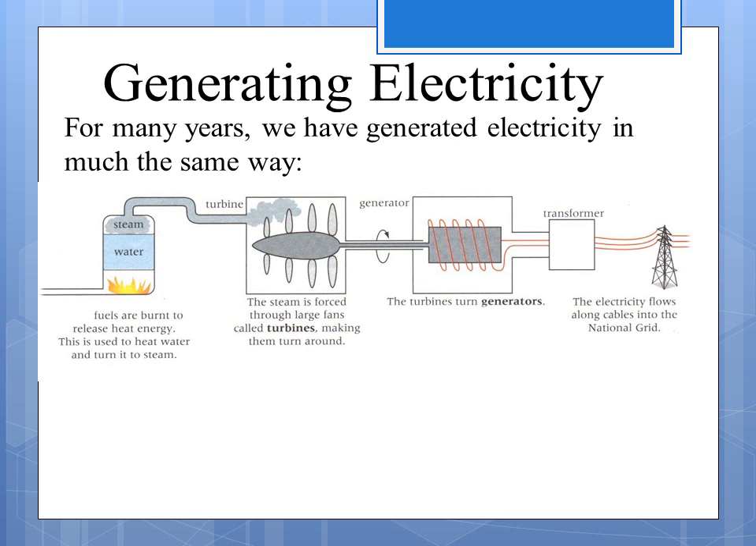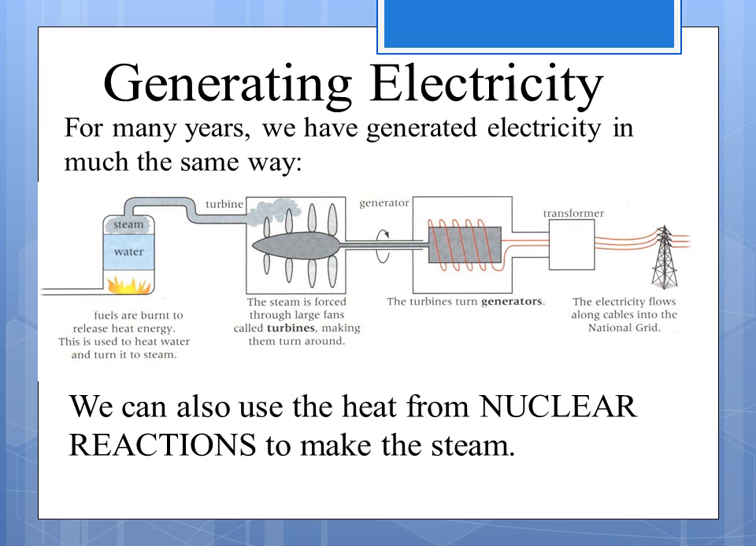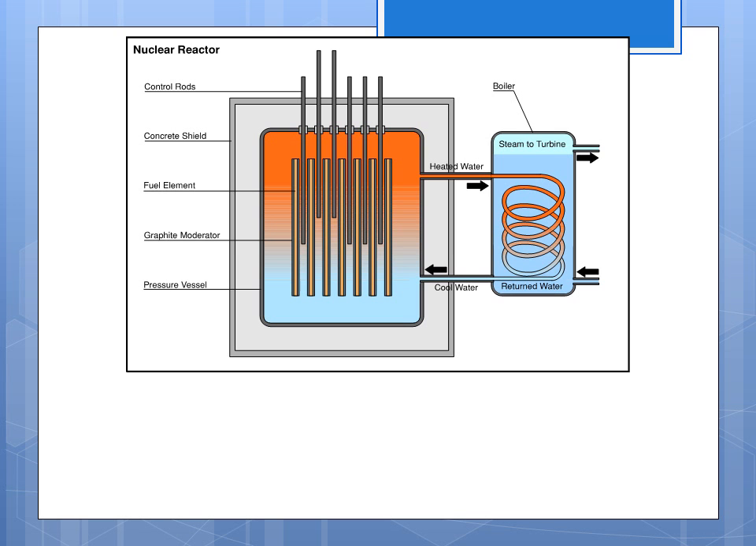which is basically a large fan. It turns, and that turns a generator, and the generator produces electricity, which flows through the cables to all of us. Now, we can also generate energy the same way with nuclear reactions to make the steam.